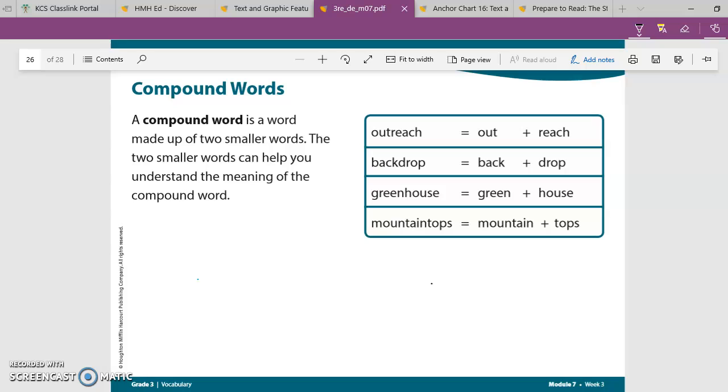So The Storyteller's Candle has a compound word right in the title. The word storyteller is a compound word because it is made up of two smaller words, story and teller. When I look at these separate words, I can figure out that a storyteller is a person who tells stories. When I see other compound words, I can use the same technique to figure out their meaning. Okay?